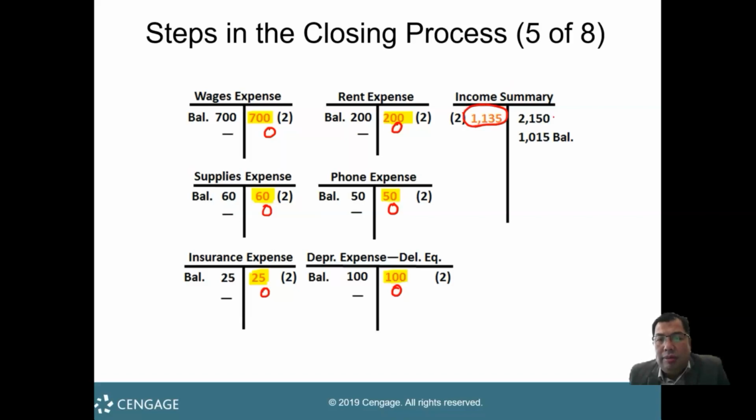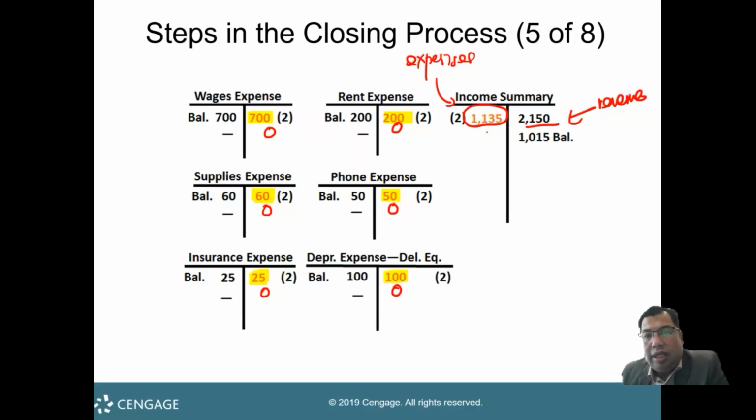So this is your income summary. This is your revenue total, and this will give you your total expenses. Okay, this is step number two. Number one, close revenue. Number two, close your expense accounts. So what is the difference between these two accounts? You can see that this is your revenue, 2,150. This is your expense. The difference here is your profit.